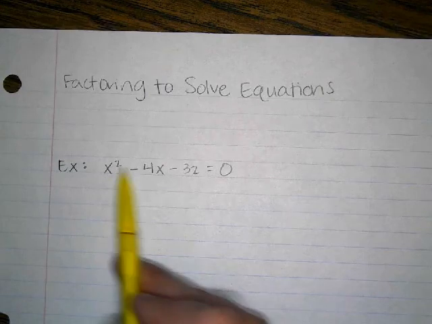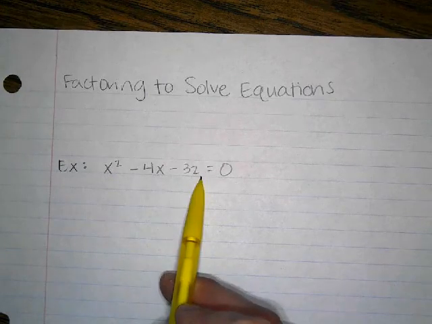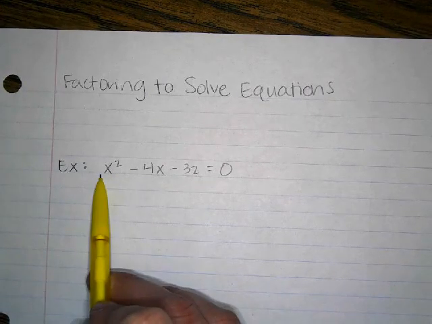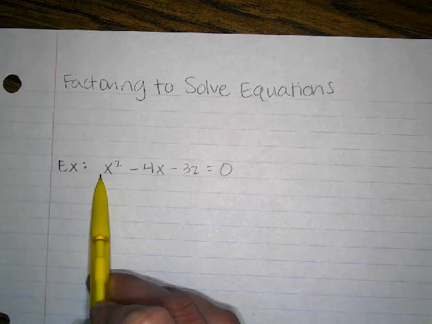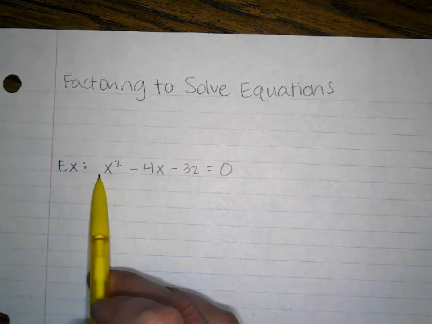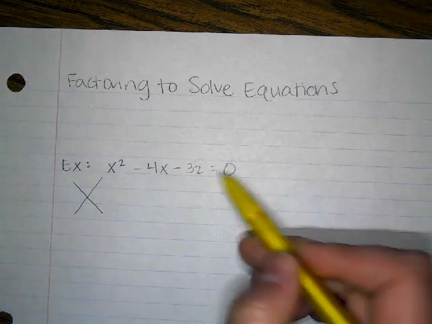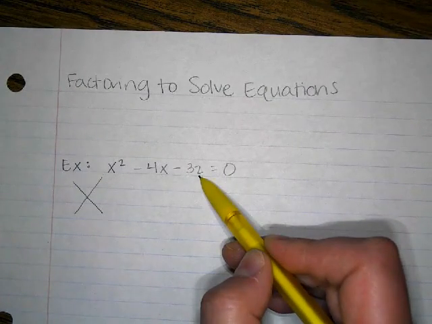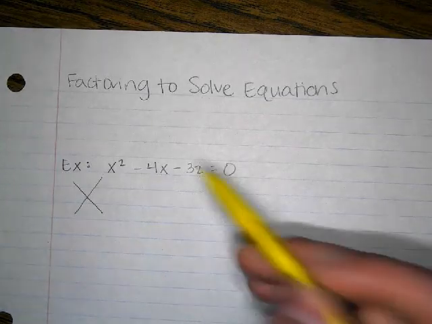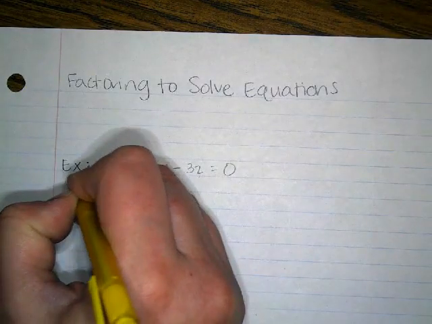So this is a trinomial. It's got the three terms. It does not have a number in the front. So how are we going to factor this? Not a GCF, because it doesn't have a number in the front, right? So it doesn't have a GCF. It multiplies to be negative 32, adds to be negative 4. Yep, so we're going to do the x thing, and we're going to see what multiplies to be negative 32 and adds to be negative 4.